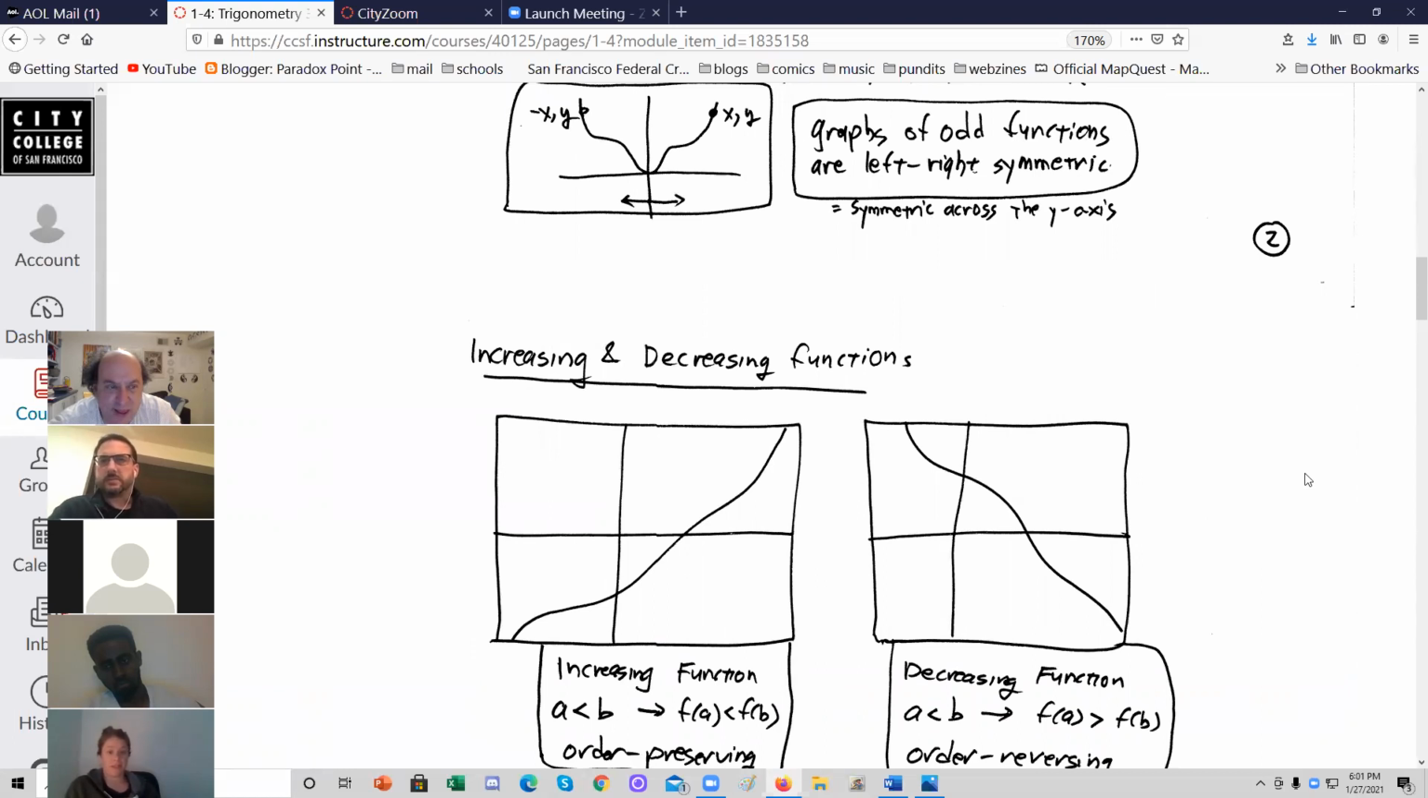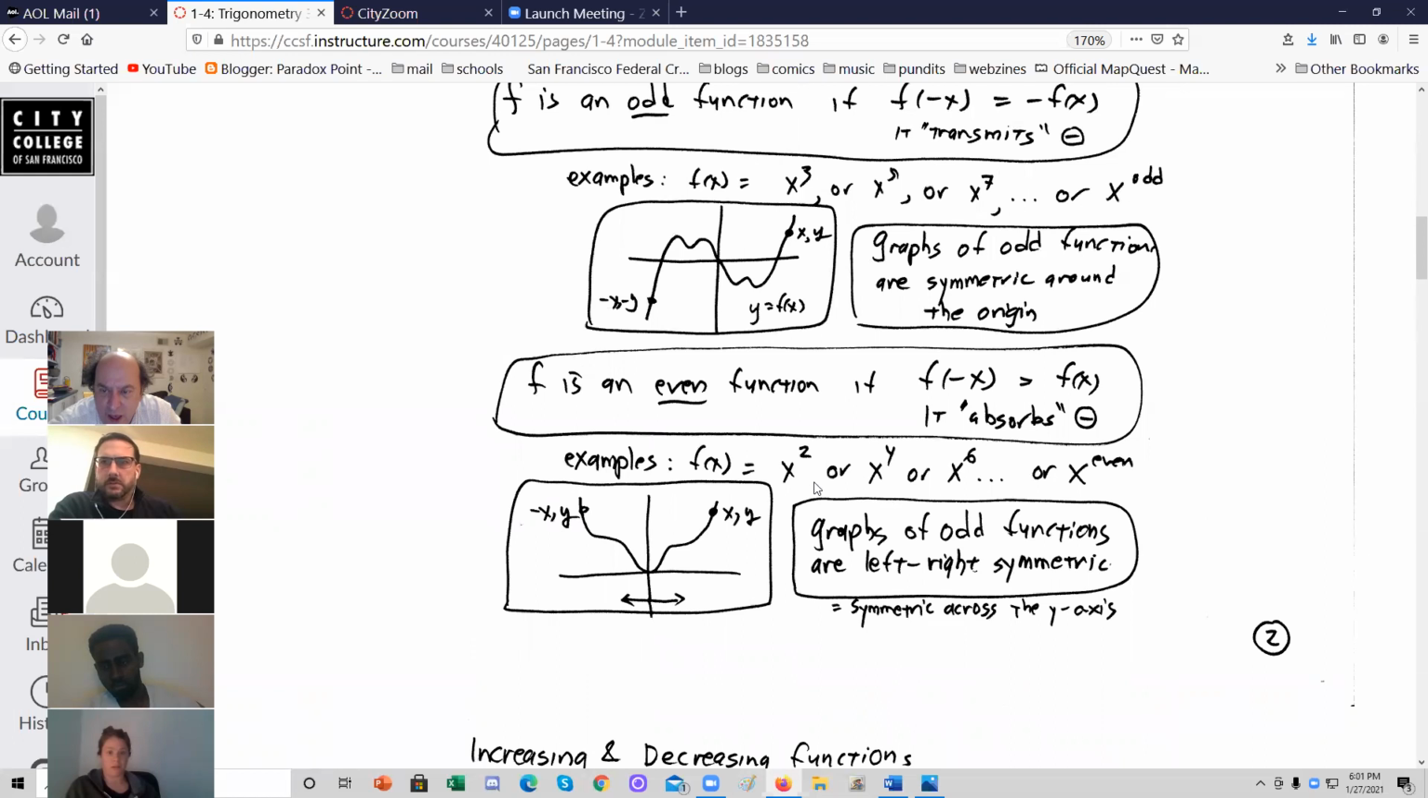Excuse me, isn't that last one an even function? Yes, these are even functions. Did I misspeak? I was just confused there. It says odd functions in the note are left to right symmetric. For God's sake, you're absolutely right, and I must change this. Thank you.